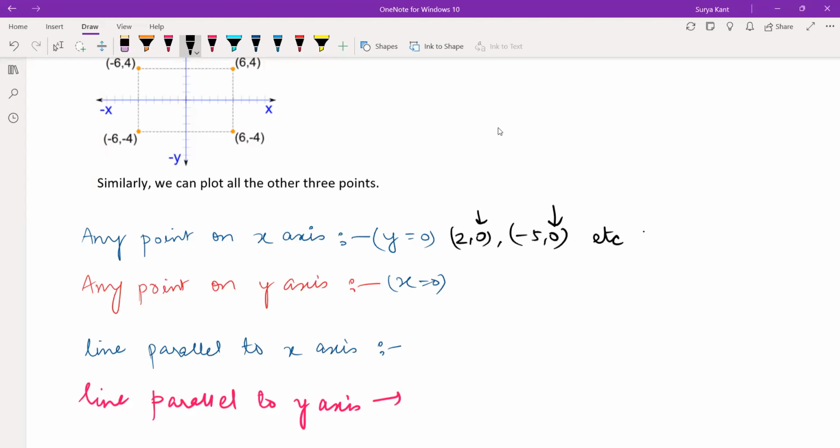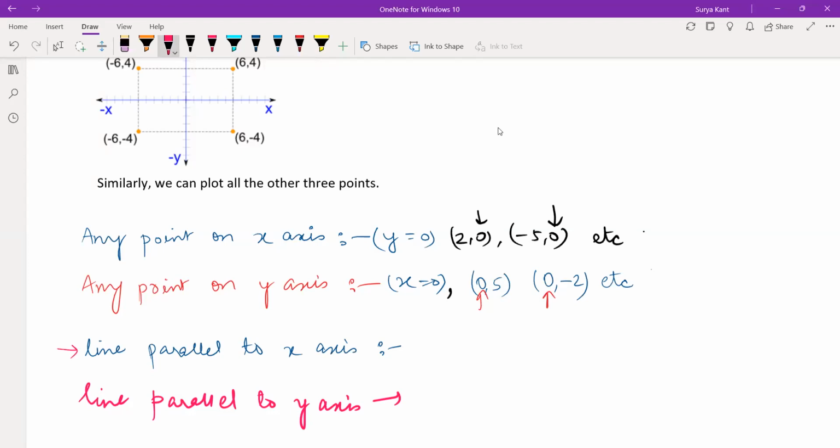So any point on the y-axis, if you see, x is 0, so we can write it as 0, 5. Example I'm telling. Then 0, -2, right? See, these are the examples in which x is 0. Can you see? So for any point on the y-axis, x is 0. Now see, talking about lines.